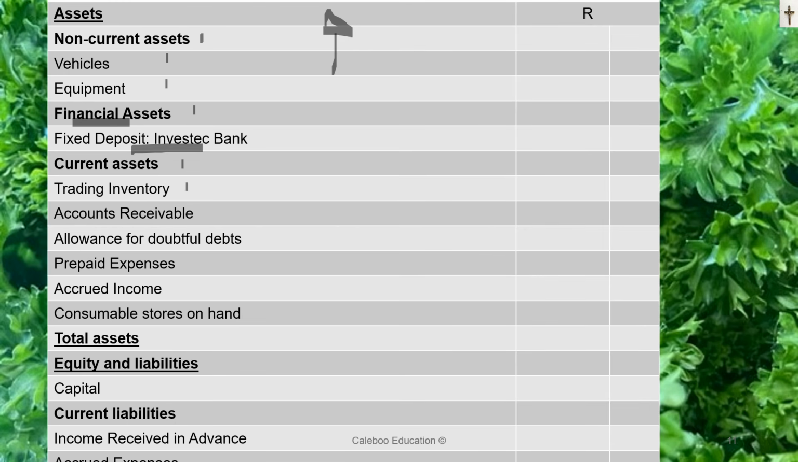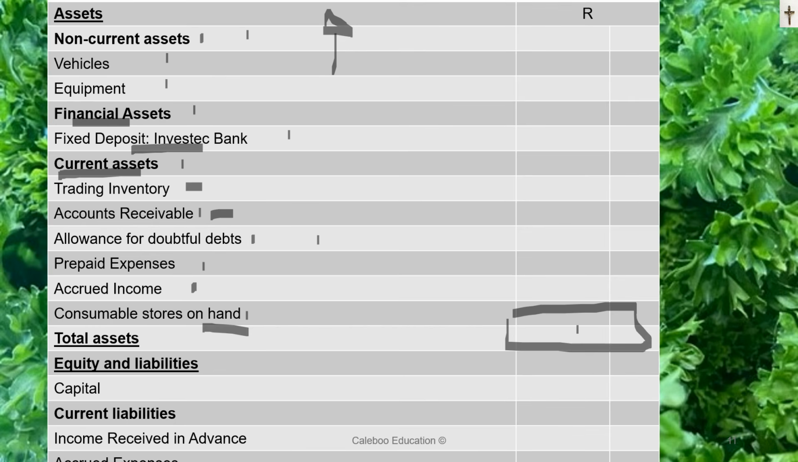And the current assets: there was a trading inventory account, accounts receivable. Accounts receivable less allowance for doubtful debts will give you the accounts receivable amount. There's a prepaid expense adjustment that's going to happen, which is an asset. There it goes under current assets. Accrued income, current asset. Consumable stores on hand, current assets. Then you're going to total up your assets, because non-current plus the financial plus the current assets is going to give me the total assets.